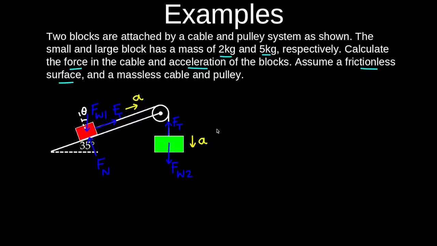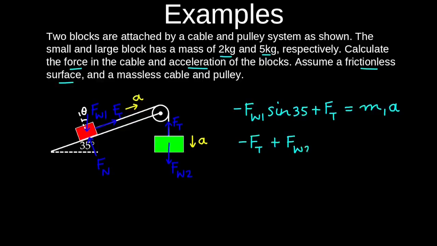And applying Newton's second law to the first block, and applying Newton's second law to the green block, and now you can substitute for the force of weight of block 1 and 2, add the equations together to eliminate the tensile force, find the acceleration, and then substitute it into either equation to obtain the tension force in the cable.